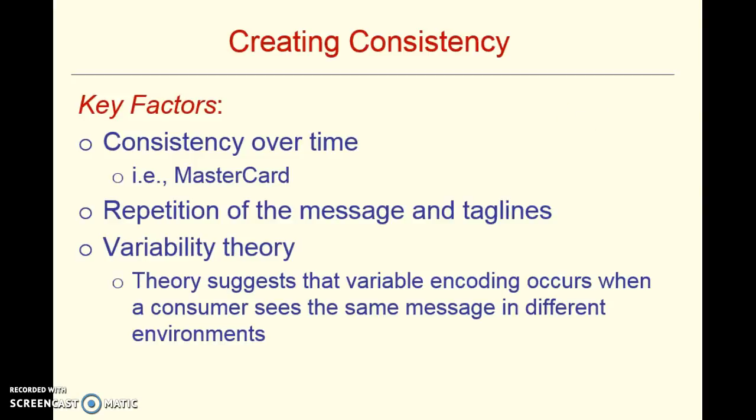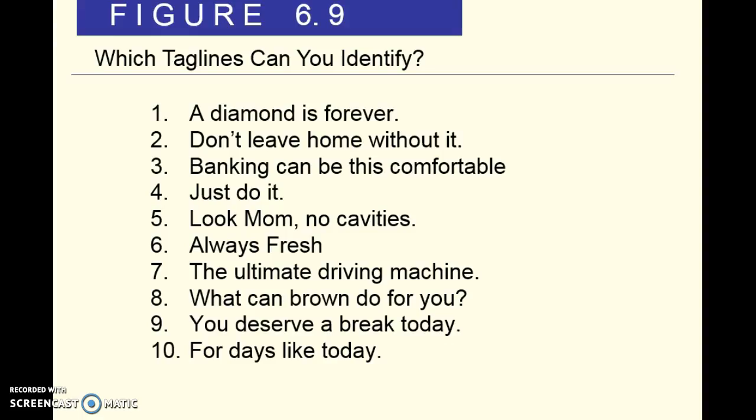Creating consistency. Key factors. Consistency over time. Example, MasterCard. Repetition of the message and taglines. Variability theory. The theory suggests that variable encoding occurs when a consumer sees the same message in different environments. Which taglines can you identify?